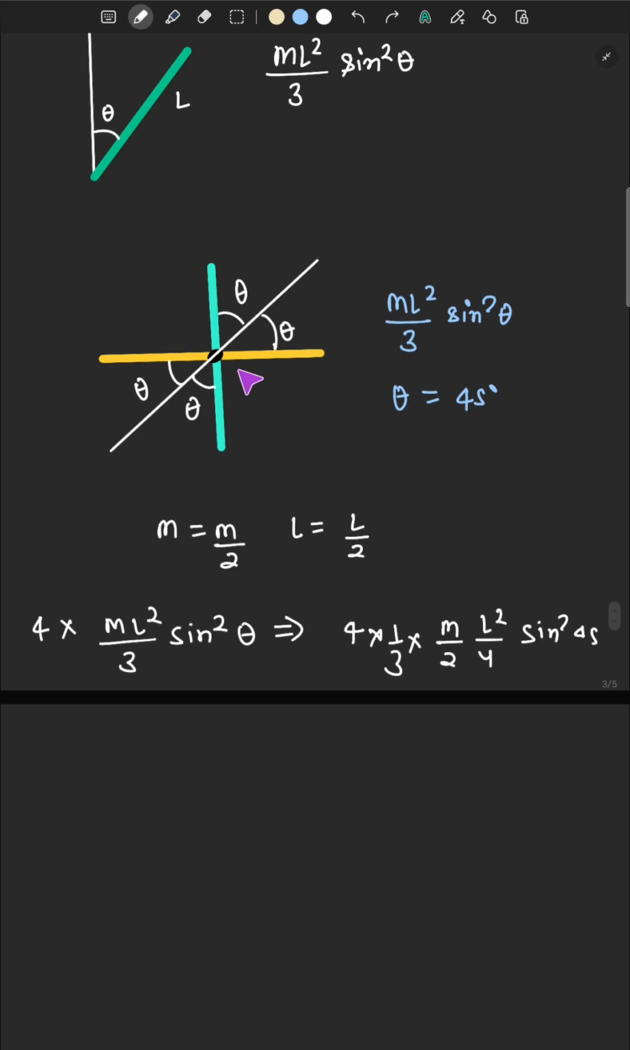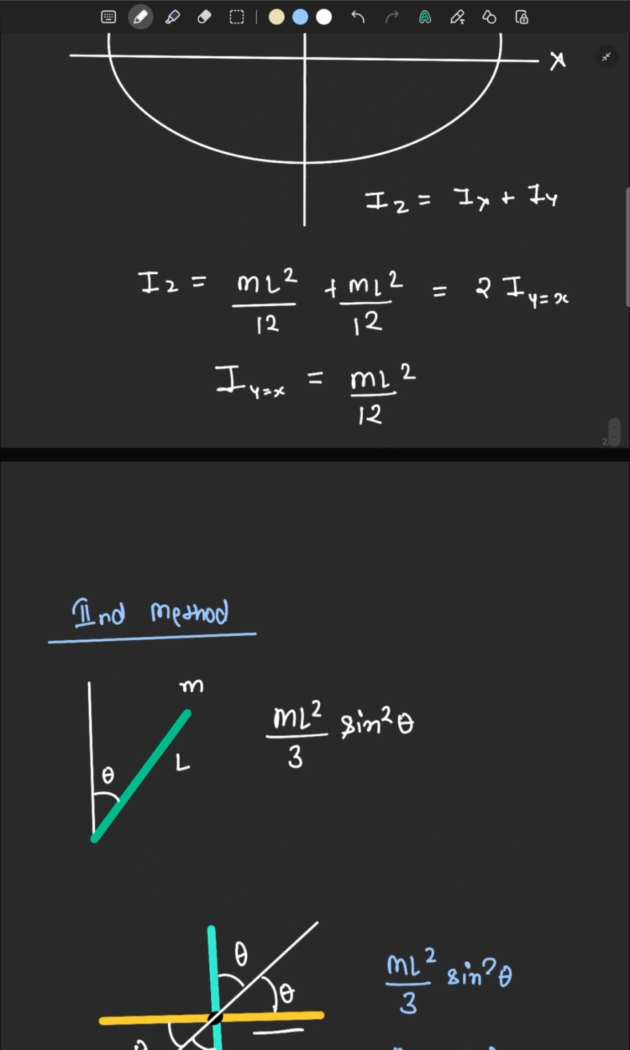So the mass of an individual rod, this is one rod, this is another, these are 4 rods. So m becomes m by 2, L becomes L by 2, and 4 times, because we are considering 4 rods, into ml square by 3 sine square theta. Here we use 4 into 1 by 3, with 4 for the 4 rods, m by 2, L by 2, so it is squared, L square by 4, sine square 45. So you calculate this, and again the answer is going to be ml square by 12.